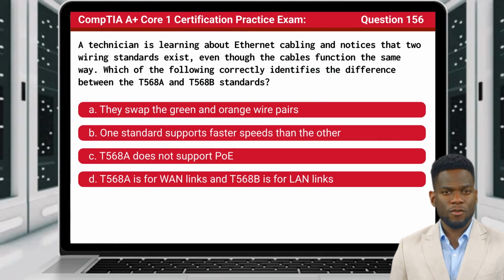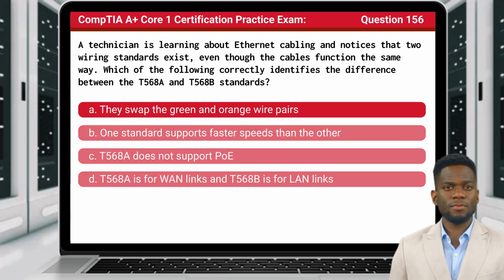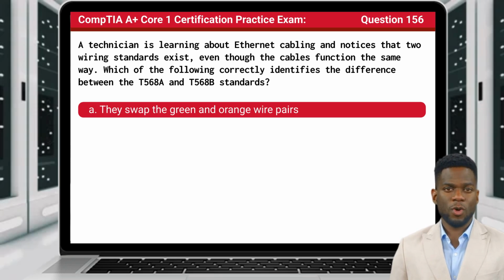Question 156. A technician is learning about Ethernet cabling and notices that two wiring standards exist, even though the cables function the same way. Which of the following correctly identifies the difference between the T568A and T568B standards? The answer is A. They swap the green and orange wire pairs.